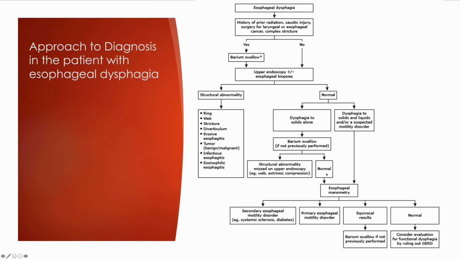If that's normal on this side, then we're going to manometry. However, if up here the EGD was normal, but the dysphagia is to solids and liquids, or we suspect a motility disorder, then we're going to skip the barium swallow if we haven't already and go to the esophageal manometry. And then from there, the manometry will help us differentiate whether it is motility or not. And again, if we haven't done the barium swallow at this point and we still have equivocal results, then we're going to do the barium swallow.